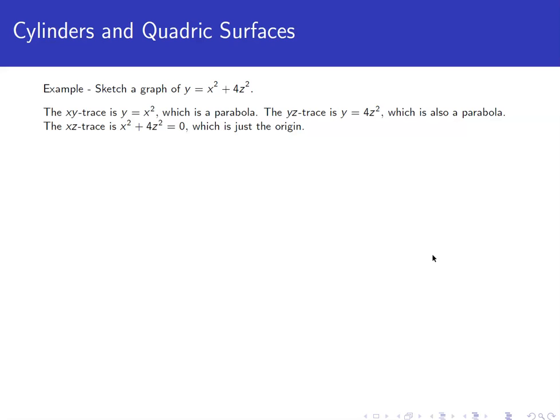The xz trace in this case, though, if we plug in 0 for y, isn't exceptionally helpful because we get the equation x squared plus 4z squared equals 0, and the only point that satisfies that equation is the point 0, 0. It's the origin.